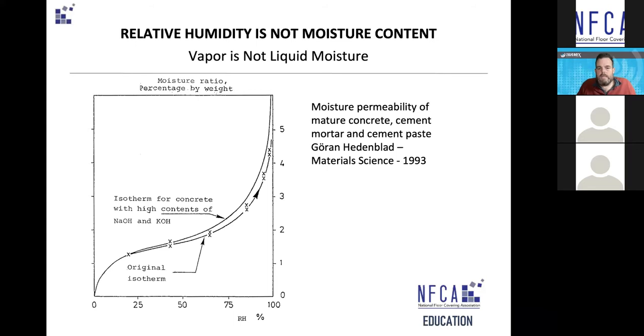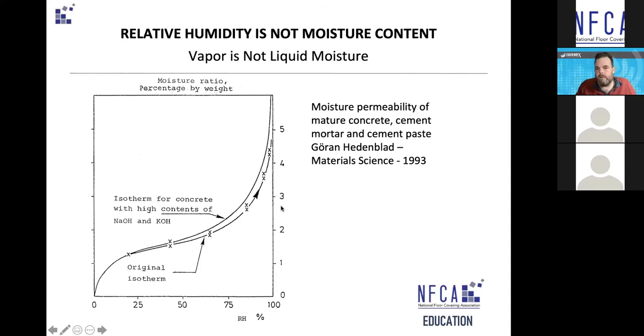What this shows you is the humidity at the bottom, the relative humidity. If you can see my pointer, it goes from 0% up to 100% relative humidity. And up the right-hand side, we see moisture content up to about 6%.